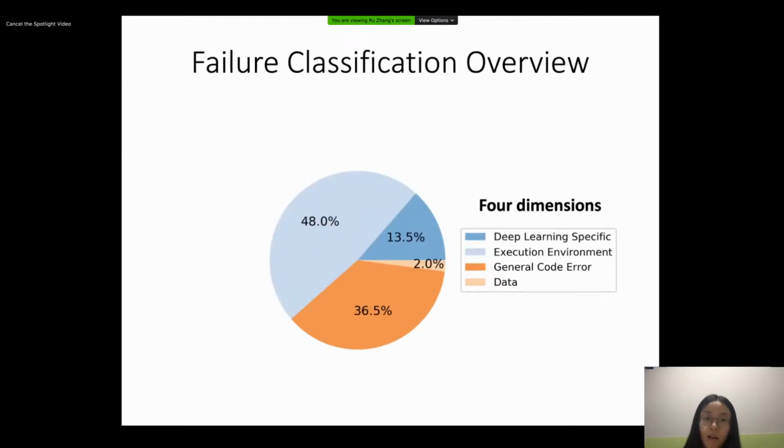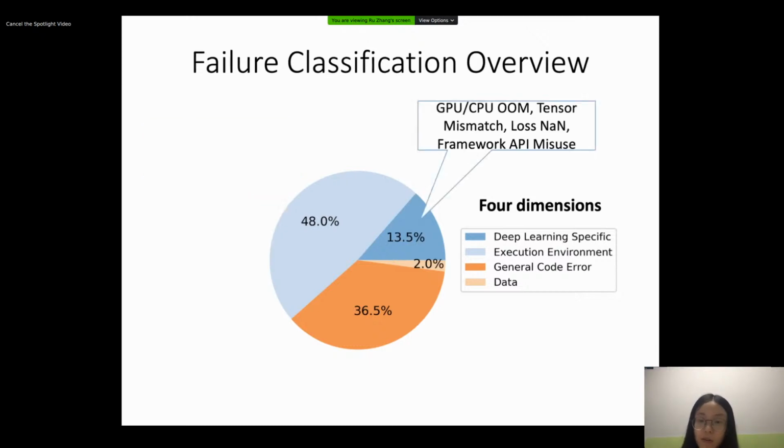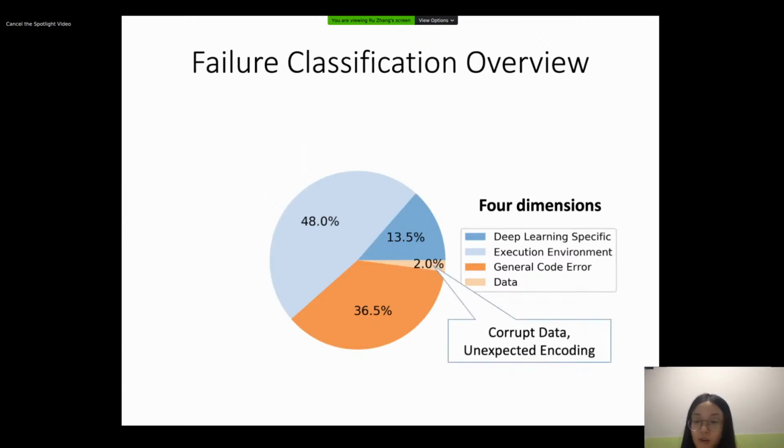And here is the failure classification overview. The figure illustrates the failure distribution across the 4 dimensions. One, execution environment, such as when the file or directory used in the deep learning program cannot be found. Two, deep learning specific, including GPU out of memory, tensor mismatch, and so on. Three, general code error, which means the common errors we meet while using Python programming, including illegal argument, type mismatch, key not found, and so on. Four, data. It consists of corrupted data and unexpected encoding.